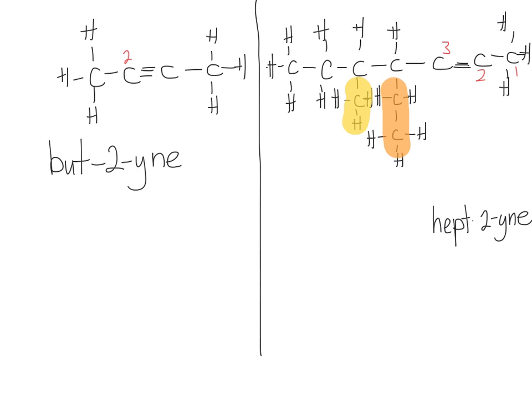So ethyl goes first because E comes before M. So ethyl, and then methyl. And now put in the numbers telling us which carbon these side groups are on. So carbon 4 has our ethyl and carbon 5 has our methyl. So the name of this compound is 4-ethyl-5-methylhept-2-yne.